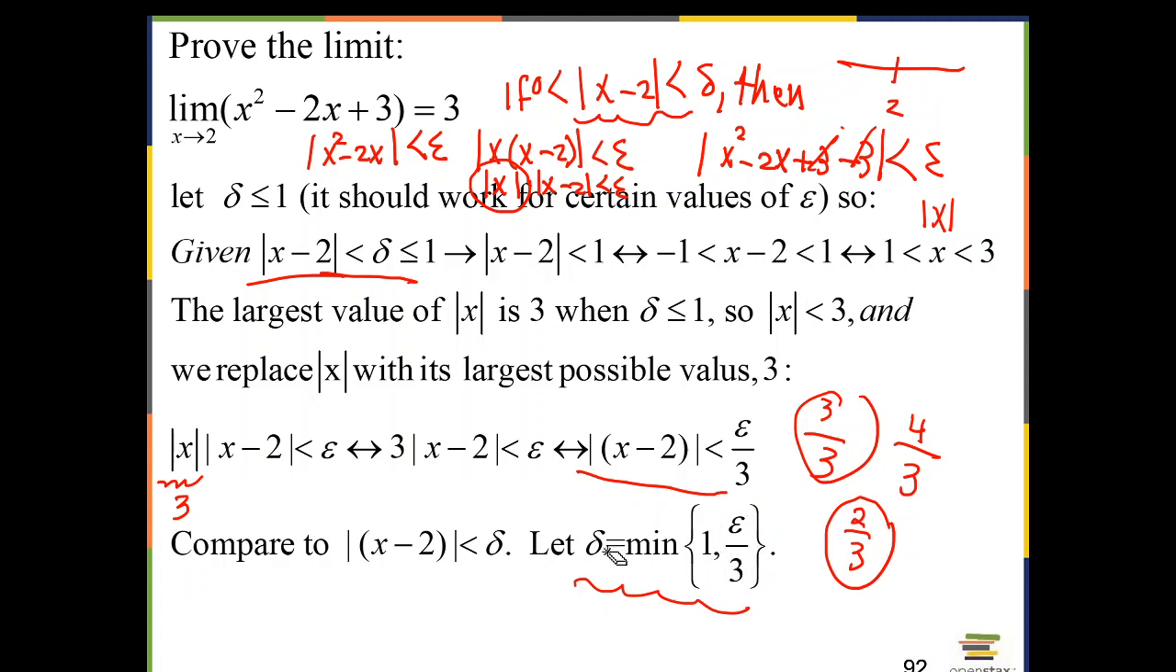So when we write delta is the minimum of 1 or epsilon over 3, that means pick the smaller one, right? That's it. That's how we deal with this.